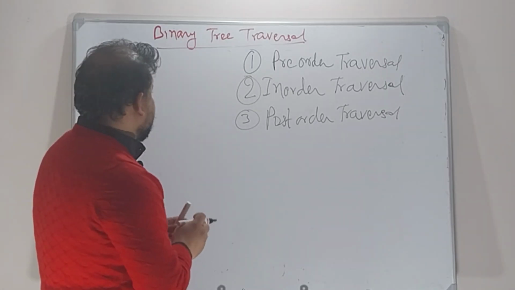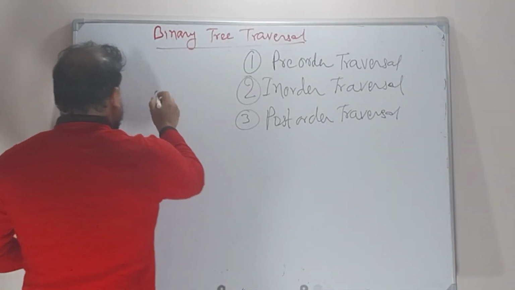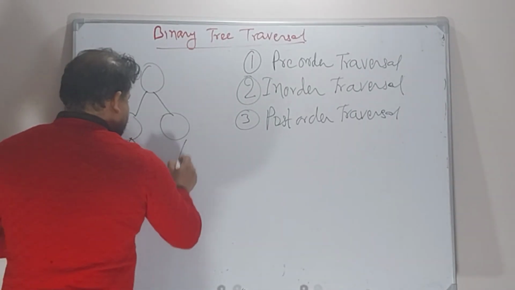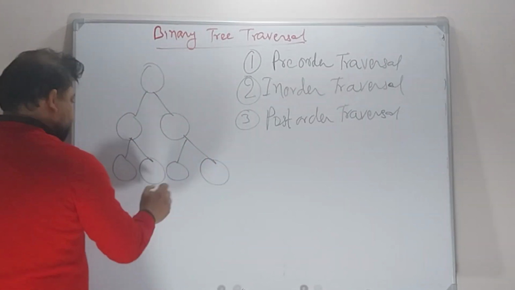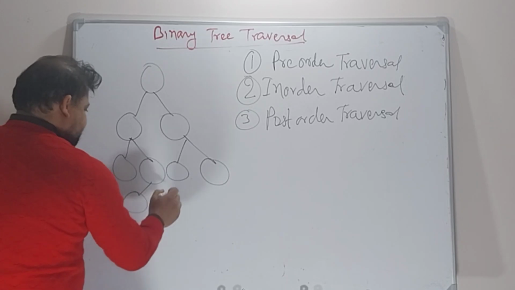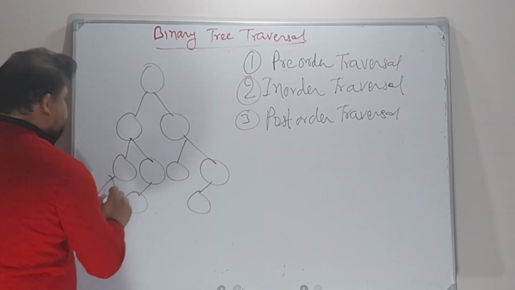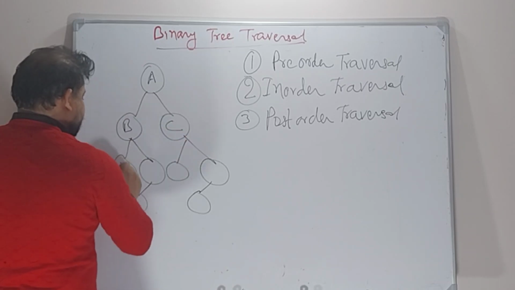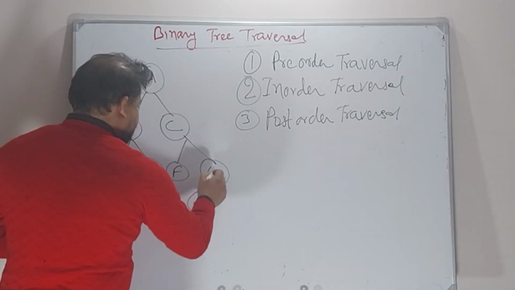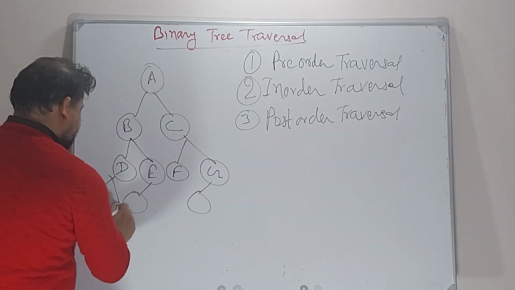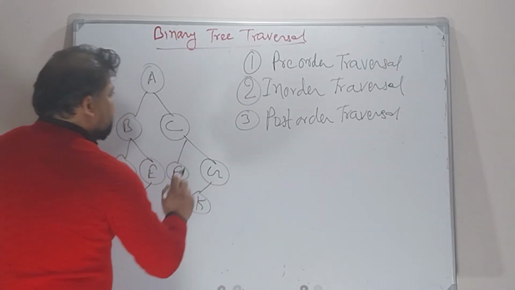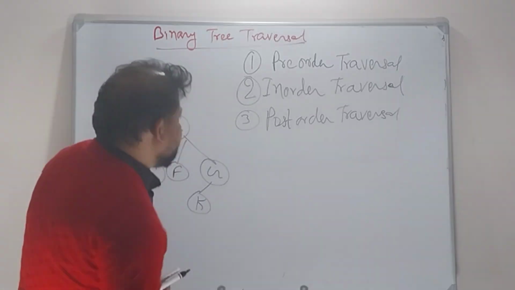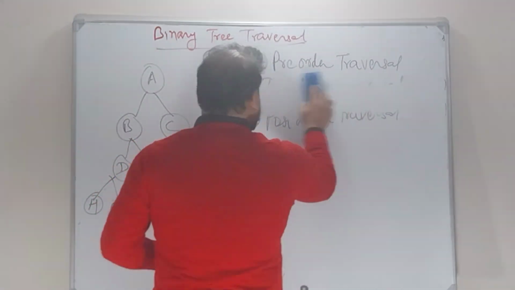In this traversal, what exactly are the things? Here the tree is over here. I am taking a tree just as an example to explain the way to traverse it. The nodes are A, B, C, D, E, F, G, H, I, J, and K. Here I am explaining only pre-order traversal, so I am going to remove all these other three.